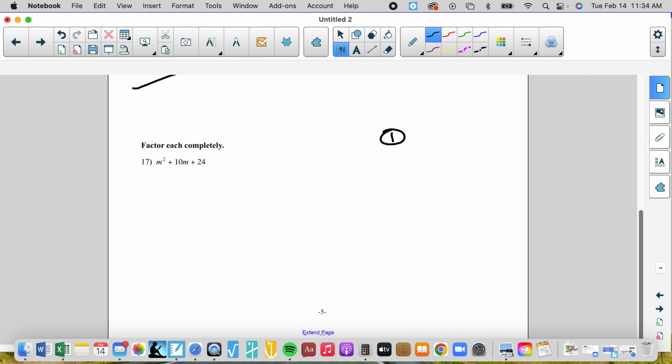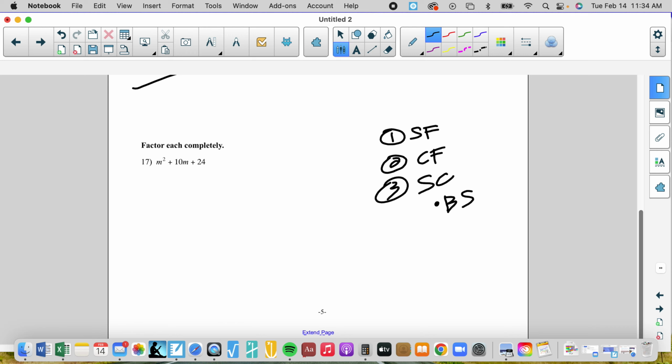Well, first of all, is it in standard form? M squared, M, my constant. Yes, it's in standard form. Second thing, is there a common factor? Is there a variable in all three of these? No, a common variable. Is there a common number or factor, coefficient that goes into all those three? No. So my next one is SC, which stands for special cases. And the first special case is binomial square.